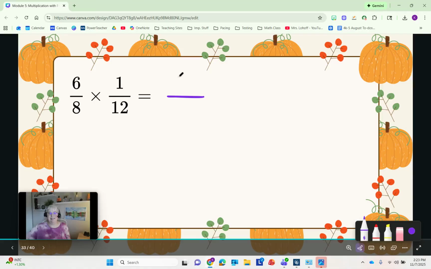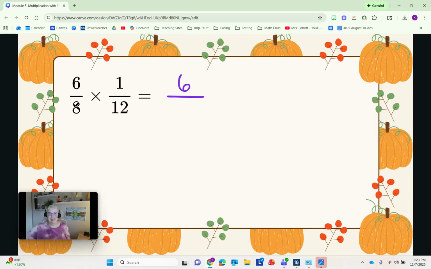6 times 1 is 6. 8 times 12. Oh, really? Holy cow, I need scratch paper for that. Let's get out scratch paper here. 2 times 8 is 16. Carry the 1. 8 times 1 is 8. Plus 1 more is 9. 96. Now I have to figure out, can I reduce this?